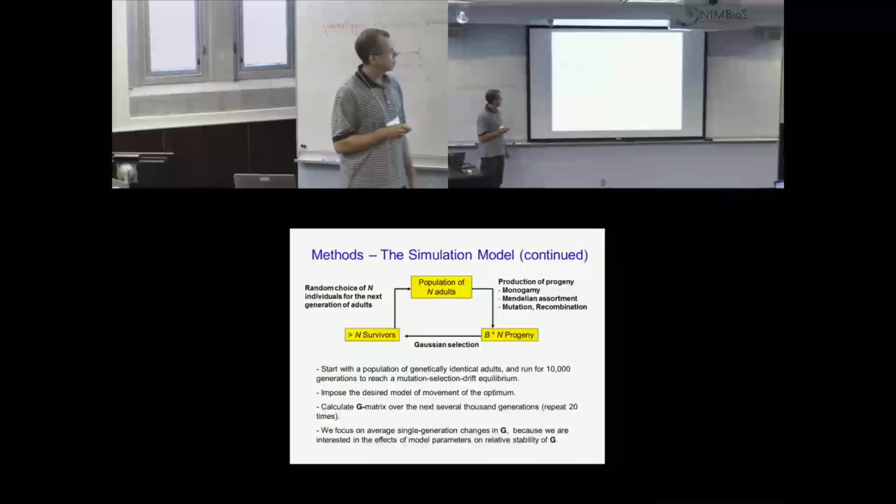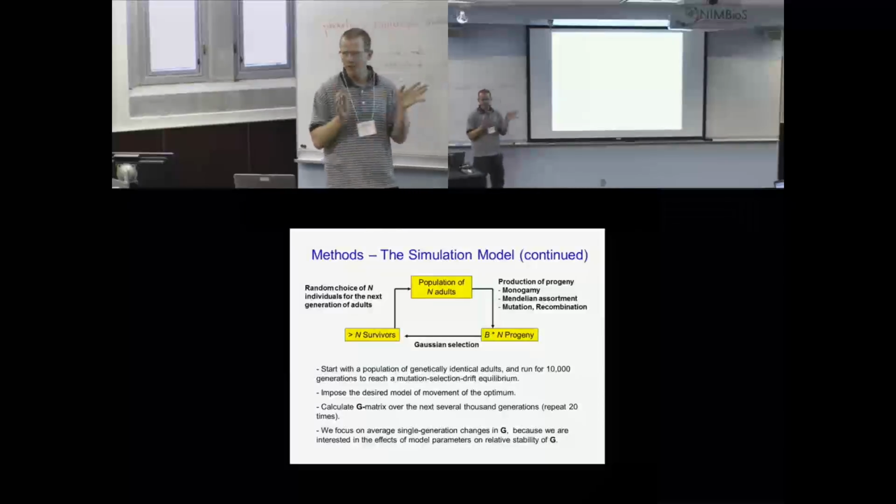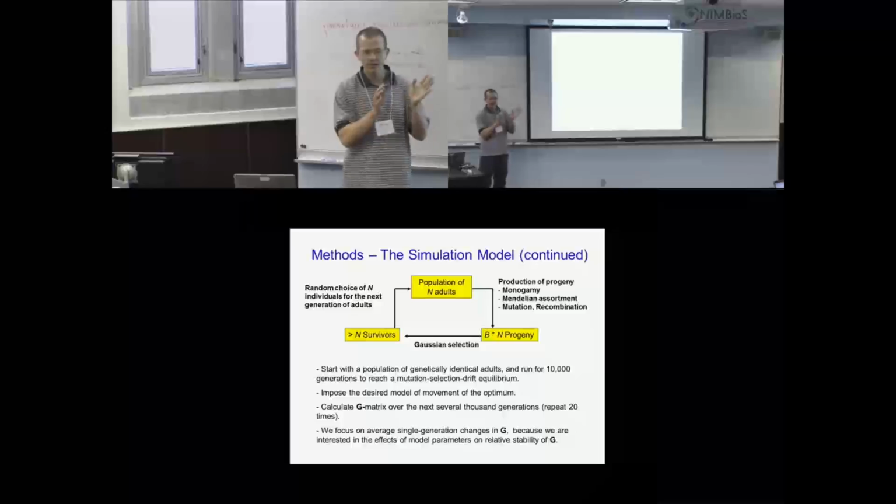All right, usually we start most runs with a population of genetically identical adults. And like I said, we have those 10,000 generations. We impose some movement of the optimum, right? Where you have a selection surface, maybe it's stable, maybe it's just stabilizing selection with a stationary optimum. Maybe it moves stochastically. Maybe it moves in a directional way. That's something we can impose in the model.